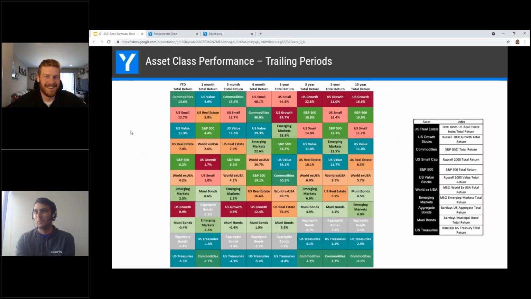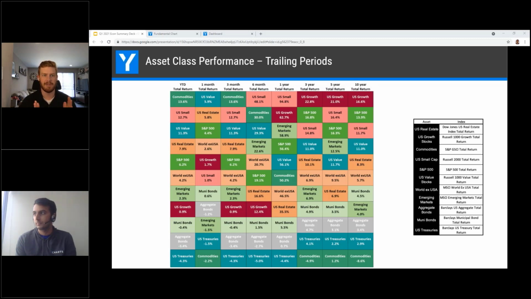All right, well, next we're going to move into asset class performance. Yeah, so here's good old reliable asset quilts. If you've looked at this deck before, you know this one. It shows performance for different asset classes over trailing periods. On the left-hand side of this table are our shorter-term trends in performance, and on the right-hand side are the longer-term trends.